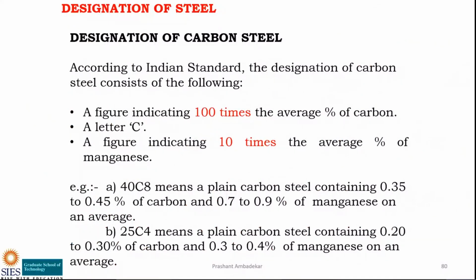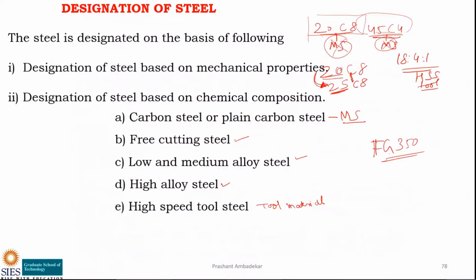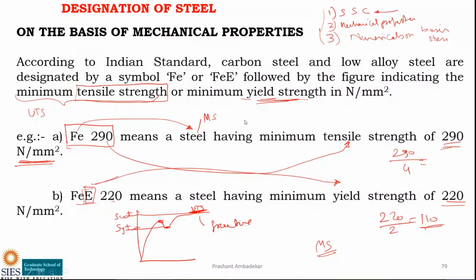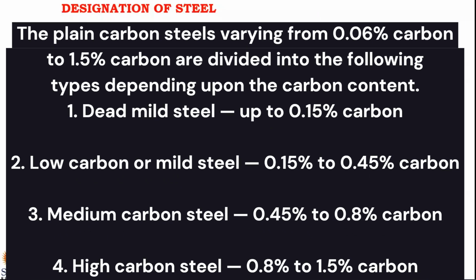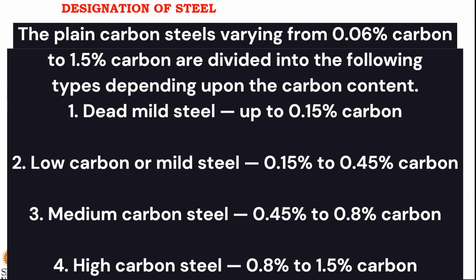Then next is designation of steel. We have seen there are two ways in which we can designate a steel. One is on the basis of mechanical property and second is on the basis of chemical composition. So we'll see this 5 now. We have already seen this now. Either it can be Fe290 or Fe220. Now the second is based on chemical composition. So how a steel is designated, you can see here.